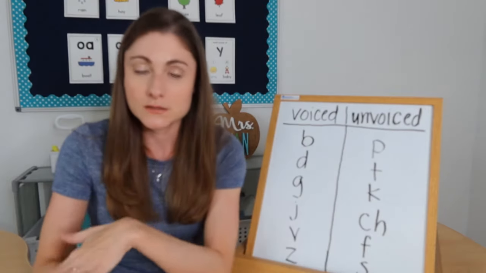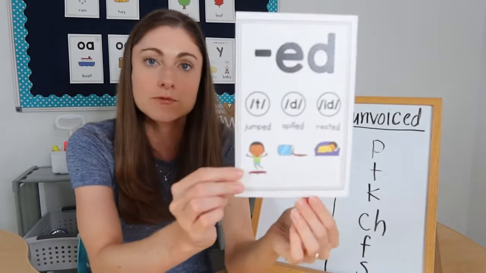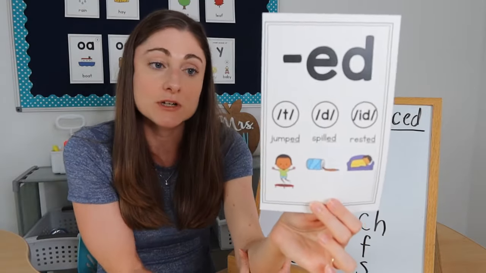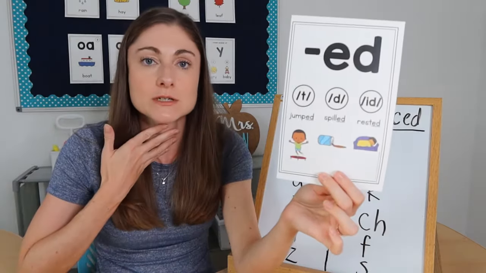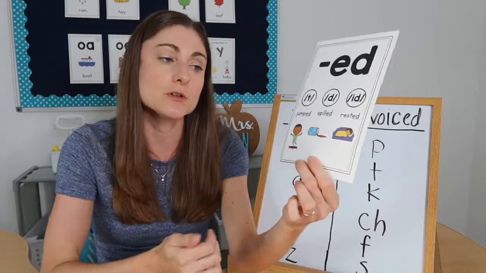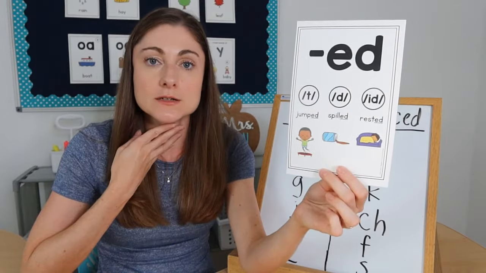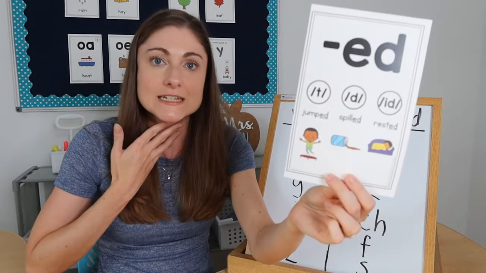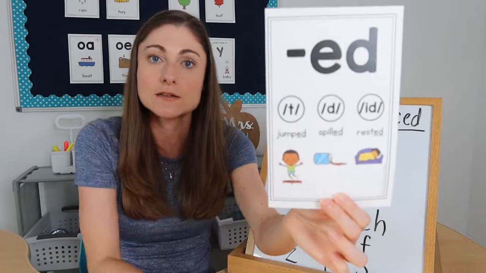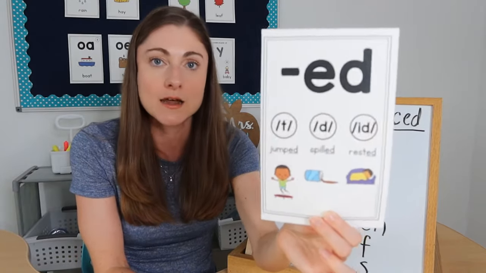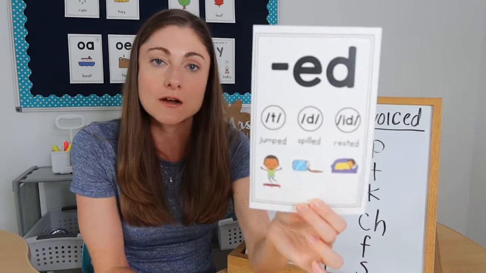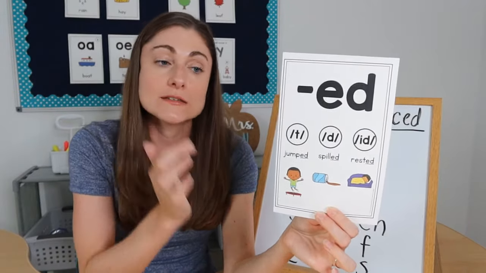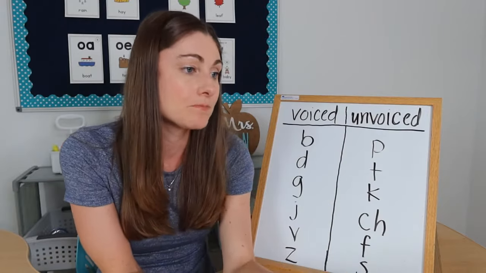Okay, next up we have the rule of ED, right? So ED is an inflectional ending, and it can make different sounds. In jumped, the vocal cords are not on. Spilled, d, the vocal cords are on. Rested, it says id, right? So there's differences in whether the ED ending produces a voiced or unvoiced sound, and there's actually three different sounds that it can make. So you can talk about voiced and unvoiced sounds in this context as well.